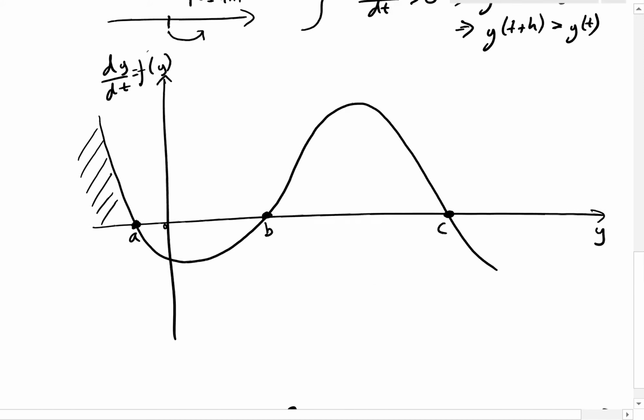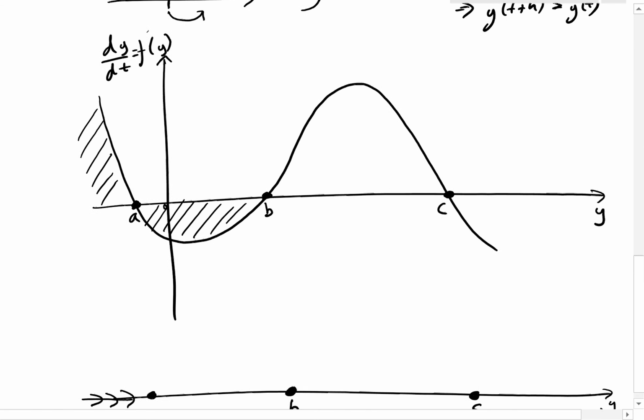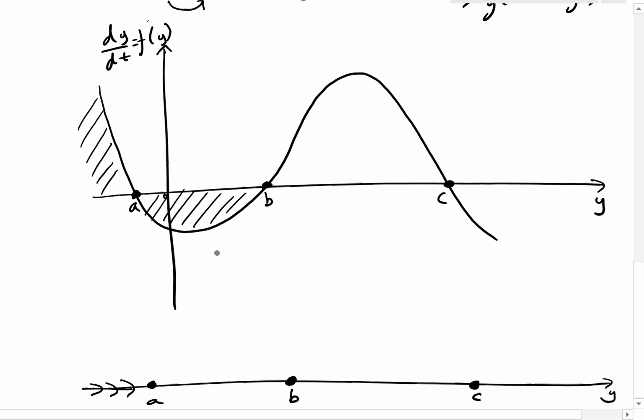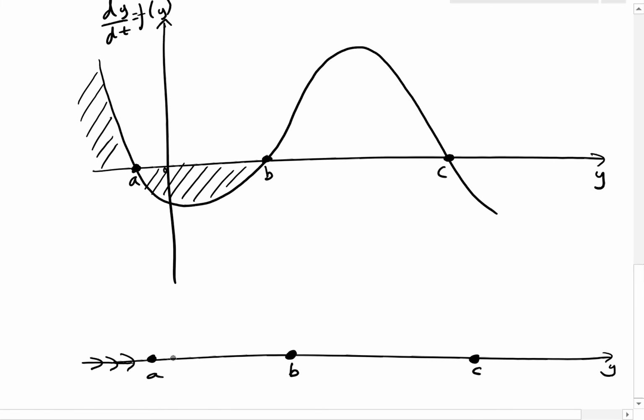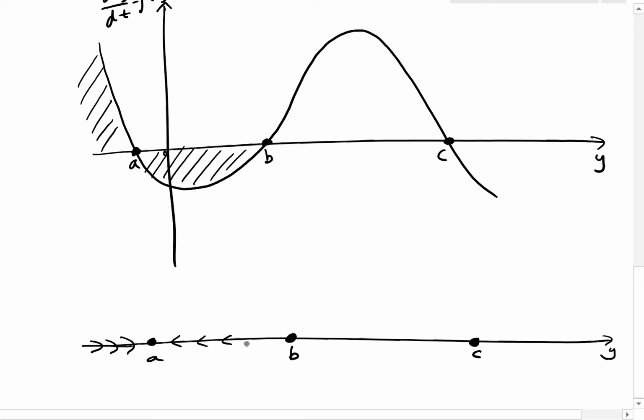Now let's look at this point here. Hopefully you can see that between A and B, my dy by dt is negative. If dy by dt is negative, it means that I'm moving to the left. Now if I consider between B and C up here, that's positive. So if dy by dt is positive between B and C, it basically means that I'm moving to the right. My y values are moving to the right as I move through time.